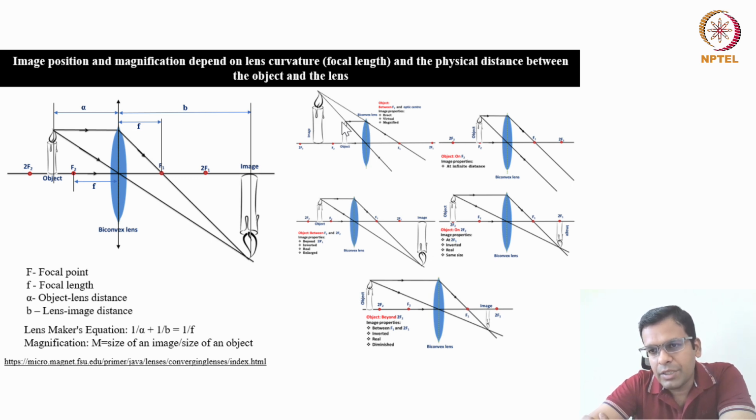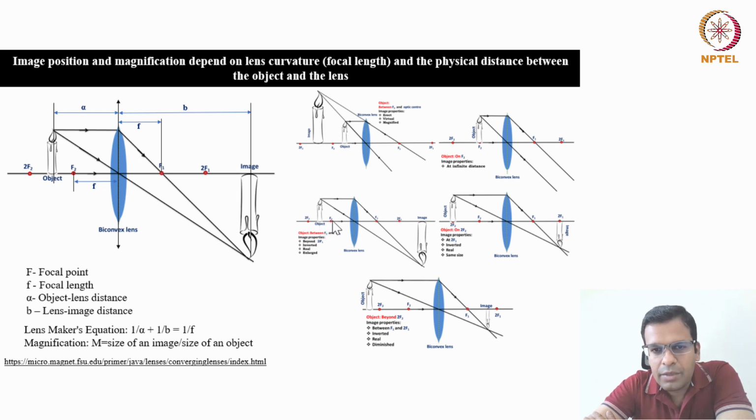It will not be a real image. But if you put the object exactly at the focal point, then the light will go parallel and it will not form an image. Okay. So this is the same condition like this.